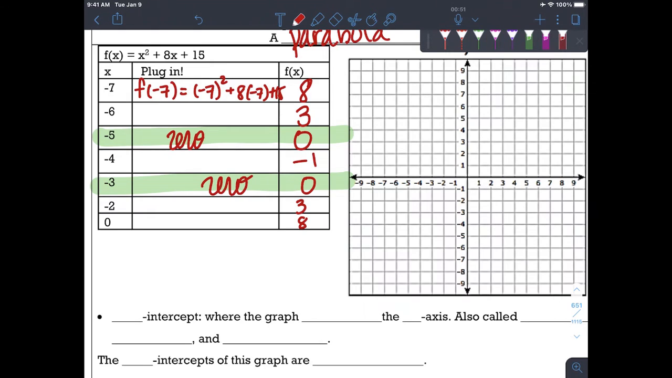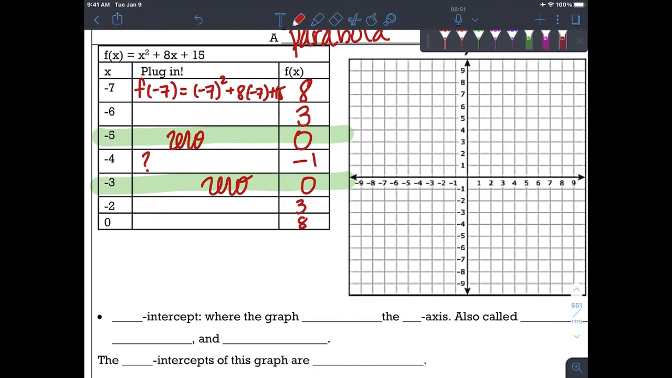Now, the great thing about parabolas is they will mirror on both sides. Remember we said they had an axis of symmetry? So, 8, 3, 0, -1, 0, 3, 8. Okay, so they went down, down, down, down, down, up, up, up, up, up. So it looks like this might be some kind of vertex here. Okay, so I'll just put a little question mark there.